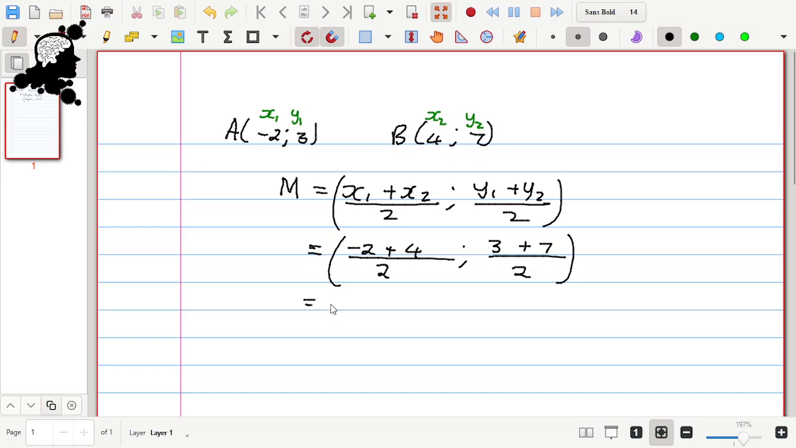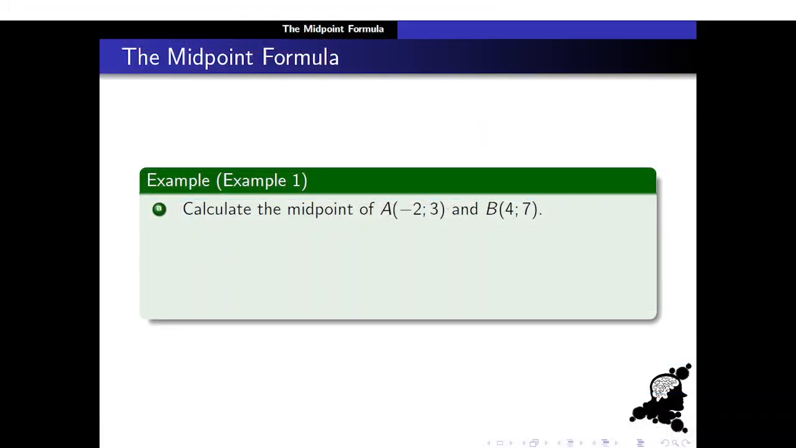Now, the last step would be for us to simplify this. So -2 plus 4, that gives us +2 over 2. And then 7 plus 3, that's going to give us 10 over 2. And our midpoint in this instance is going to be 2 divided by 2 is 1. Then 10 divided by 2, that's going to give us 5. Wonderful. There we are. We are done finding the midpoint. And so let's look at the next question.